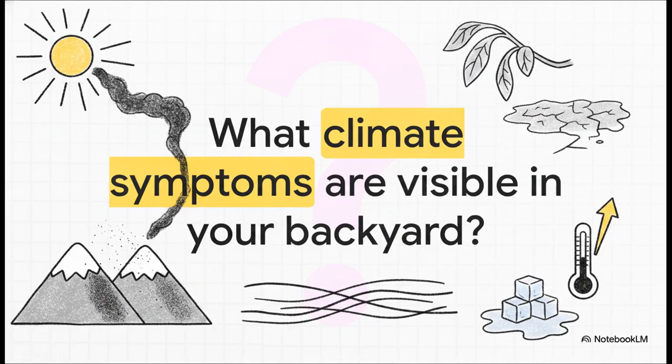Which brings us to the end of our breakdown today. We've traced the mechanics all the way from the sun's rays down to the soot-darkening mountain glaciers. So I want to leave you with this. As we continue to weave the threads of this invisible blanket, what symptoms of a changing climate are already visible in your own backyard?